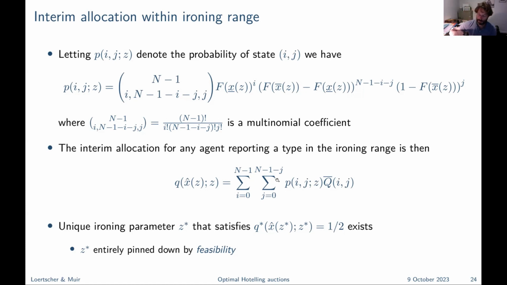And now it takes some work, but it can be shown that there is going to be a unique set such that this probability here is going to be equal to 1/2. This is what we're after, because we need to make this interim expected allocation equal to 1/2 so as to get the lotteries. And so what happens here for this problem is that the ironing parameter is entirely pinned down by the feasibility constraints. And so you can have a positive ironing parameter. The ironing parameter can be 0, it can be negative, depending on the distribution and the availability of goods 0 and 1.